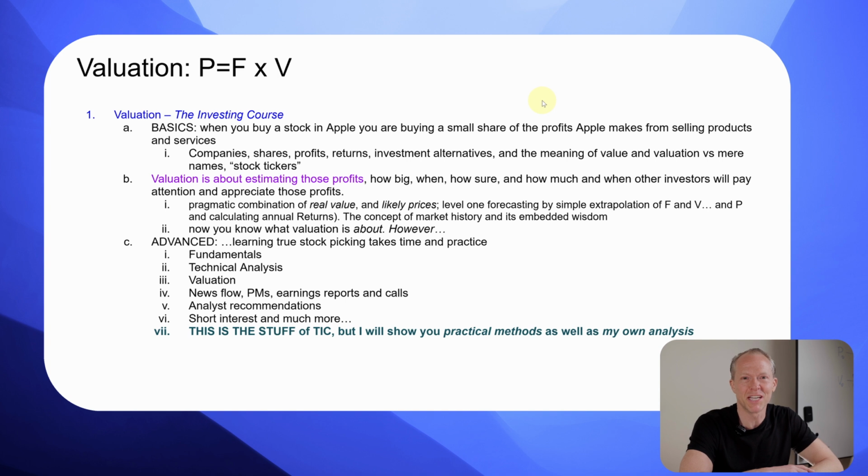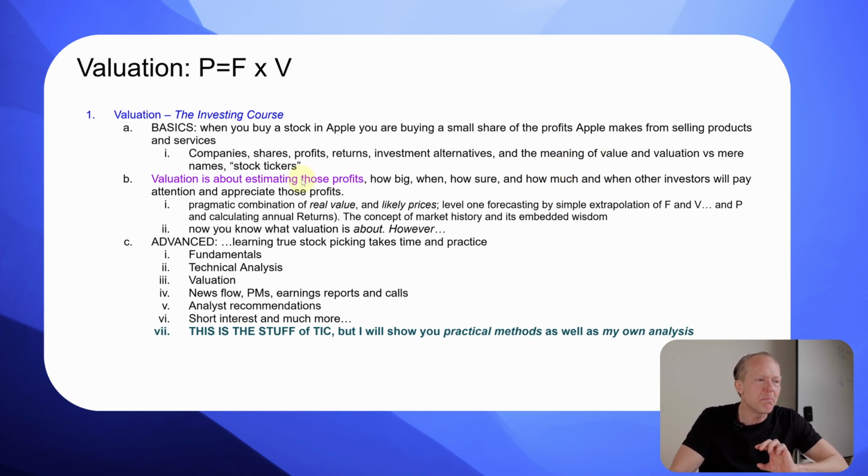Hi, and welcome to Hedge Fund Investor. I'm Karl-Mikael Siding. Today I want to talk about the P equals F times V model. What is it really, and how does it work? Why do I use it so much? There are several levels to what price equals fundamentals times valuations actually mean.